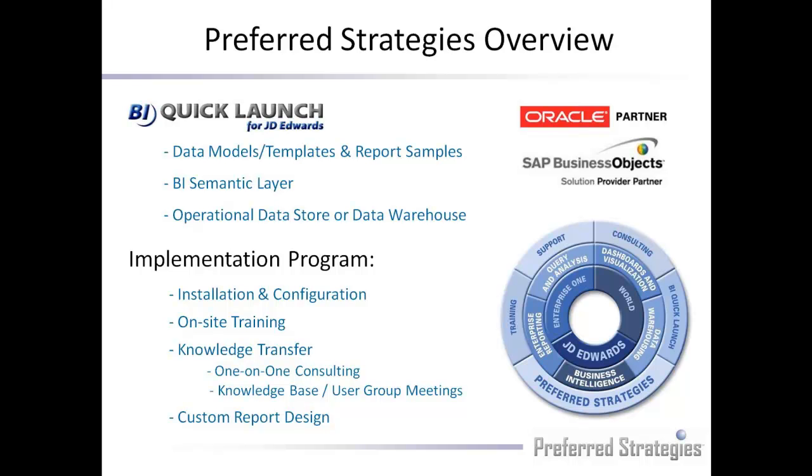A brief overview: we have business intelligence content for JD Edwards, data models, templates, and samples for Crystal, Business Objects and BI Publisher. We talked about the semantic layer for business intelligence, and we'll talk a little more about what the semantic layer does as we continue. Then the operational data store and data warehouse are the primary elements of what we're going to cover today. It's really the movement of data outside of your transactional system into another repository, and there are different ways you can structure that data that determine whether it's described as an operational data store or a data warehouse. We'll talk about that.